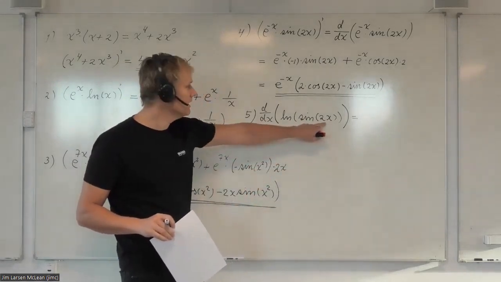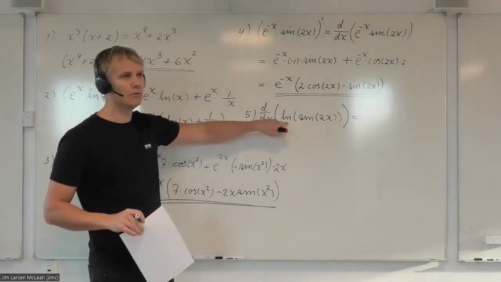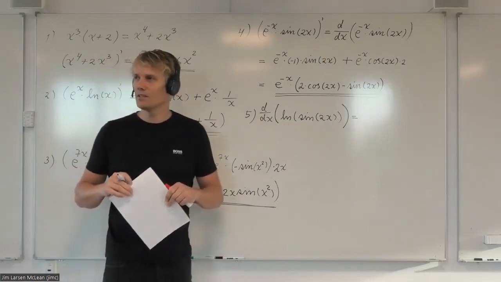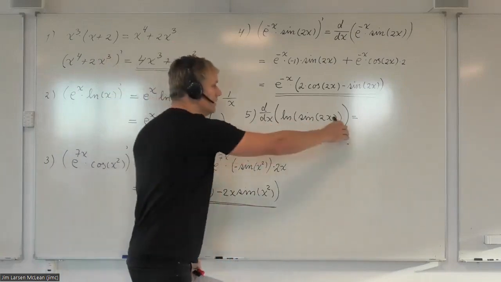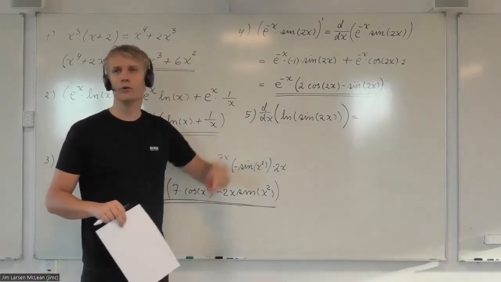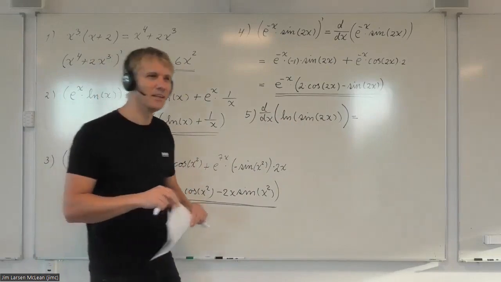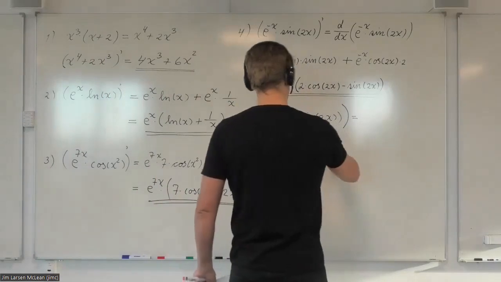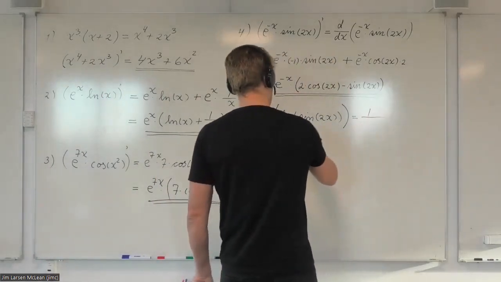2x is a function that's been put inside the sine function, and the sine function is placed inside the logarithm function. When you have to differentiate such a case, you start from the outside. If you go far enough away, all you can see is ln of something. ln of something differentiated with respect to something gives 1 over that something, and that something is sine of 2x.